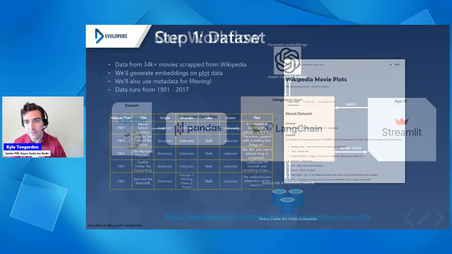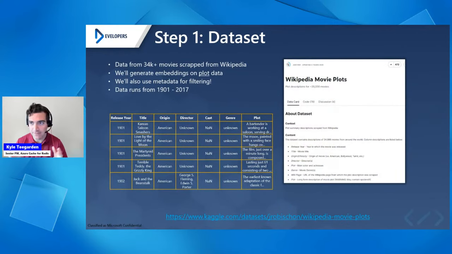So the first step, of course, is our data. And obviously, for any machine learning application, the data is really critical. So I picked a data set from Kaggle that is a data set of movie plots from Wikipedia. So if you go on Wikipedia, you look up a movie, often it has a section talking about the plot. And so this aggregates about 34,000 different movies from the early 1900s up to 2017, so pretty recent. And so you can see just an example there.